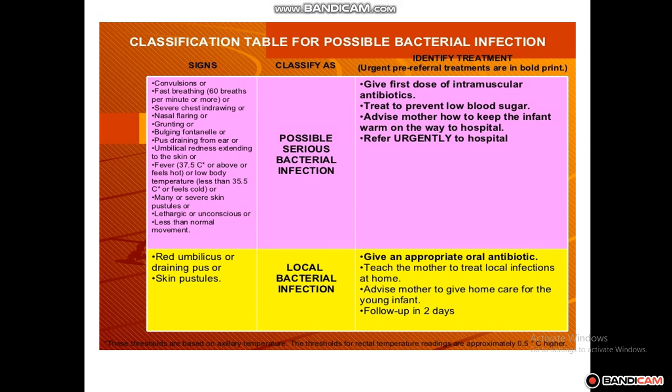Next one is local bacterial infection. The child may have signs and symptoms of red umbilicus, draining pus or skin pustules. Then we can suspect the child may have a local bacterial infection. In that case, give oral antibiotics. Teach the mother to treat local infections at home. Advise the mother to give home care for the young infant and follow up in 2 days. But surely the child must be on oral antibiotics. That is most important.